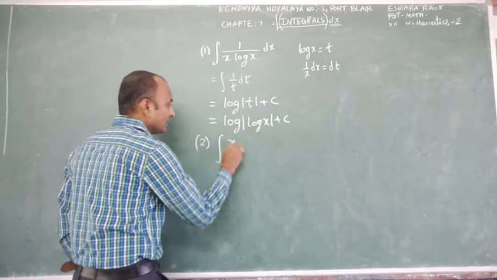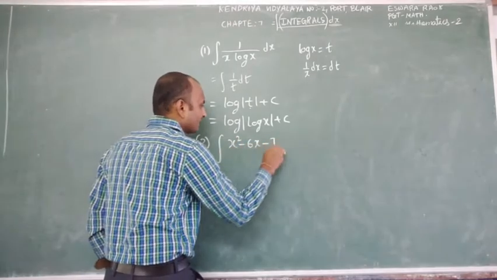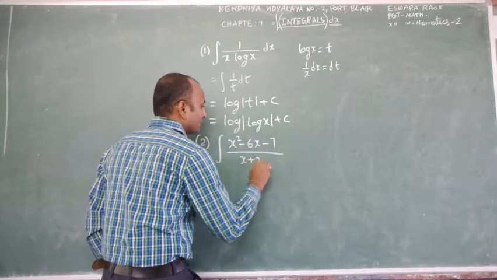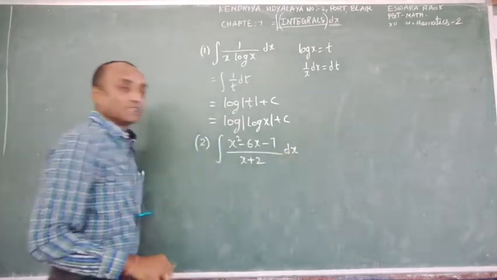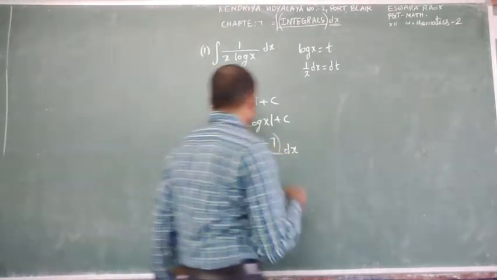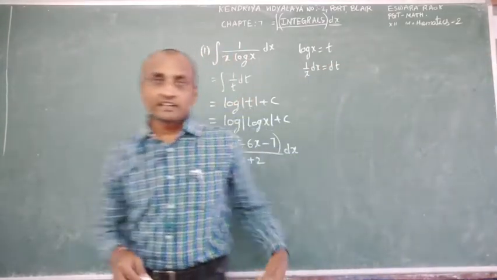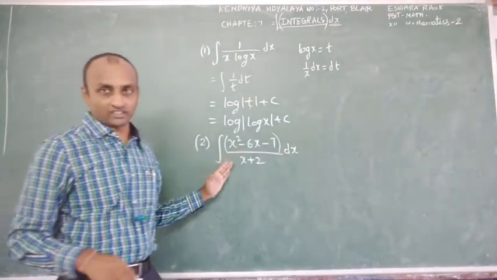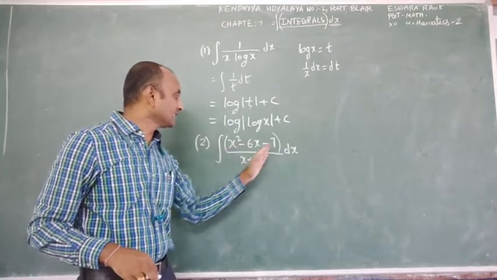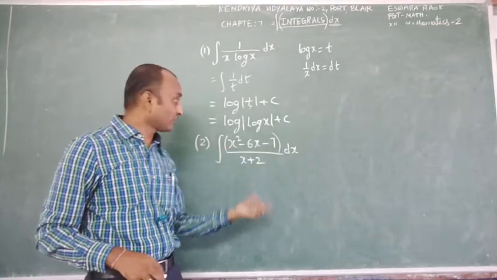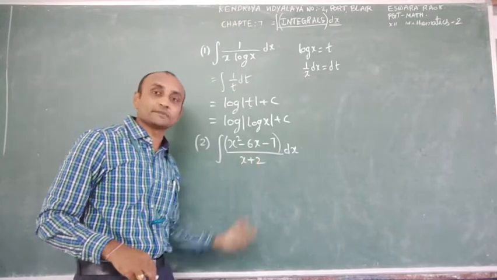More questions? Second, integration of x square minus 6x plus 7 minus 7 by x plus 2 into dx. In the earlier question in the first exercise, if I factorize this, x plus 2 gets cancelled and I need it. But if I factorize this, I may not get x plus 2 cancelled.